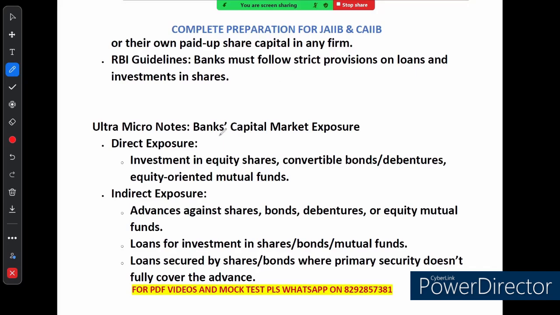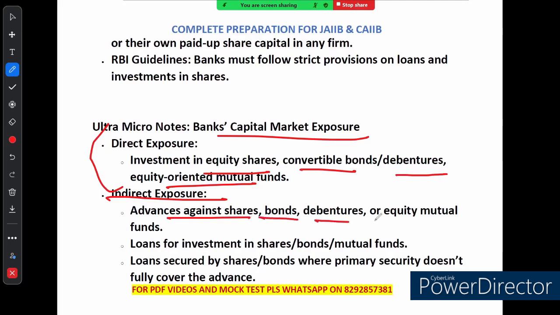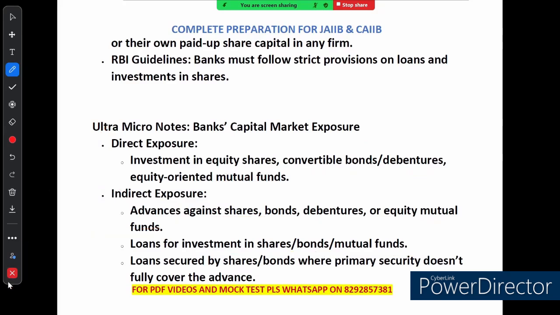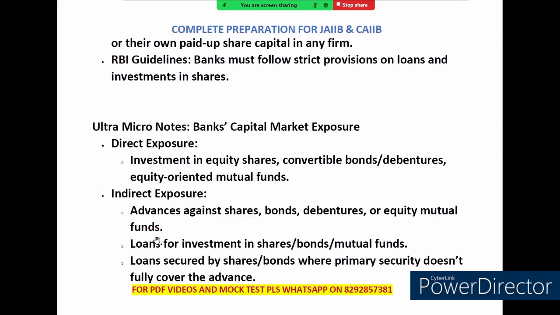Now, what about the bank capital market exposure? Let's talk about how banks manage their exposure to the capital market. Banks directly invest in equity share, convertible bond, debenture, mutual fund, giving loan against share, bond or mutual fund. This is how direct exposure works. And indirect exposure means giving advance against share, bond, debenture, equity, mutual fund, offering loan for investment in share, bond, mutual fund, or giving loan secured by share, bond, where primary security does not fully cover the advance. Means the primary security is not enough to cover the loan fully. So in summary, banks offer loan against share, but they follow a strict rule, right?